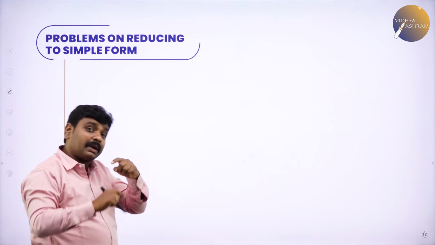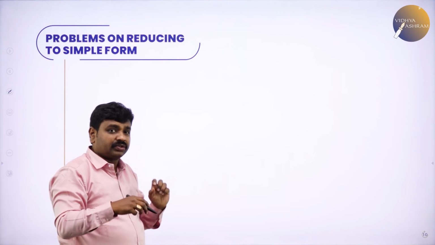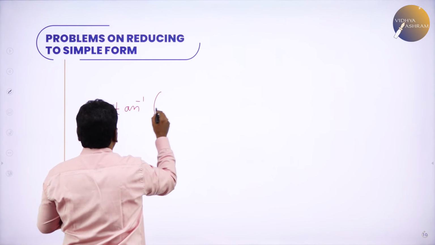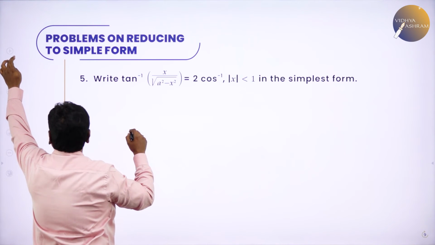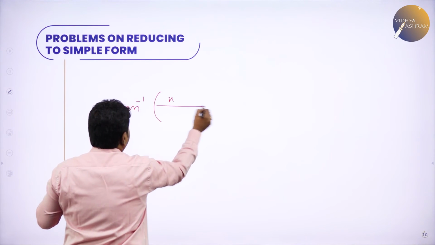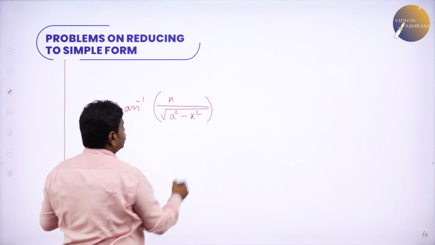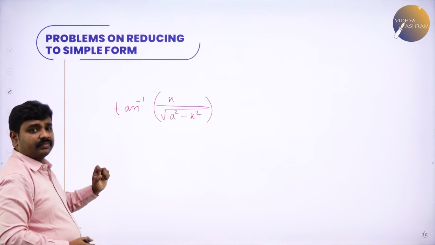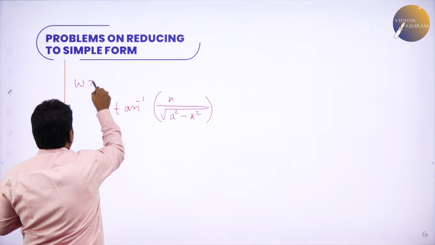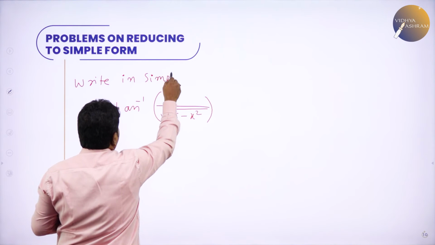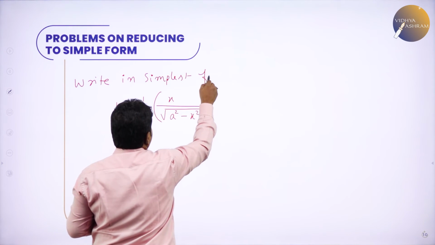In my next session, I'll do it completely, but I gave the table of substitution. They'll ask like this. Write in simplest form tan inverse of x divided by root of a square minus x square. This is the question. Write this in simplest form. How to write this in simple form or simplest form?